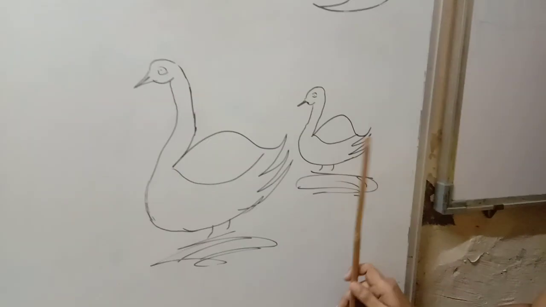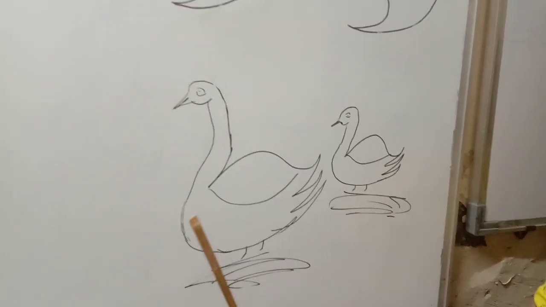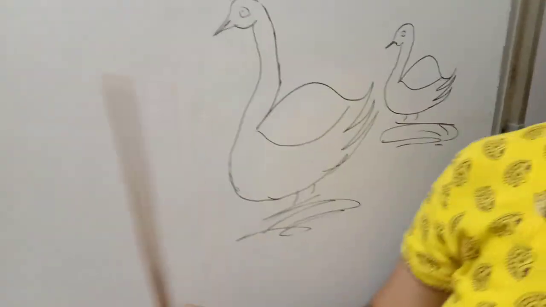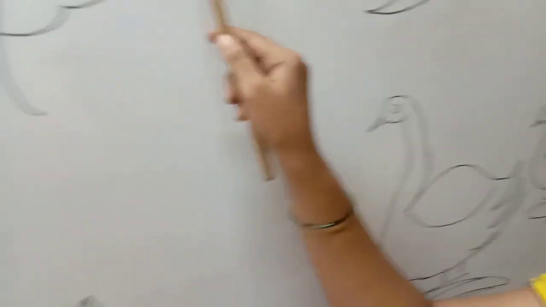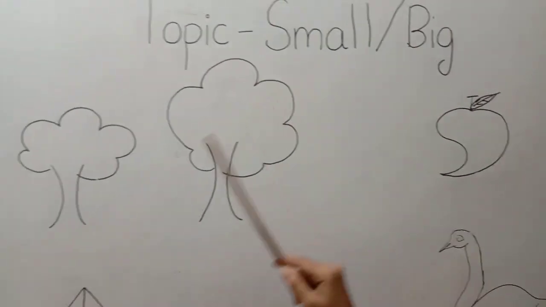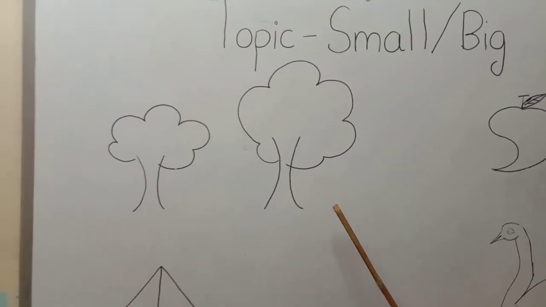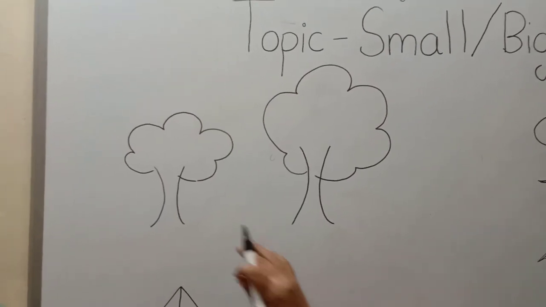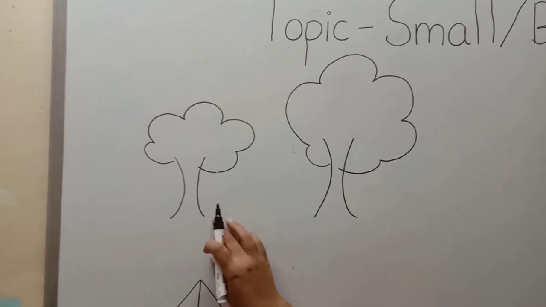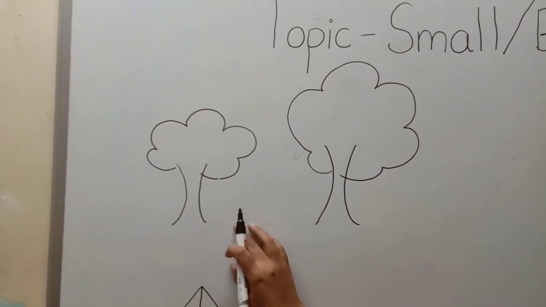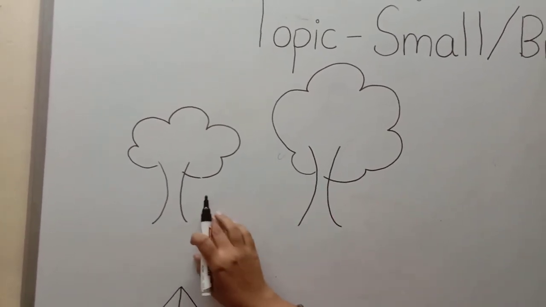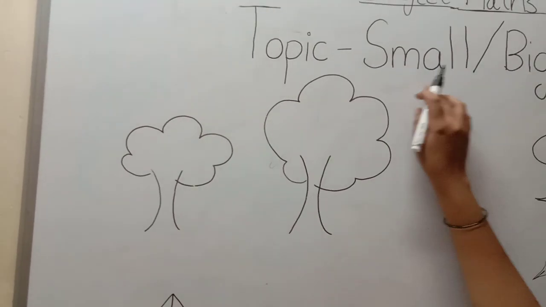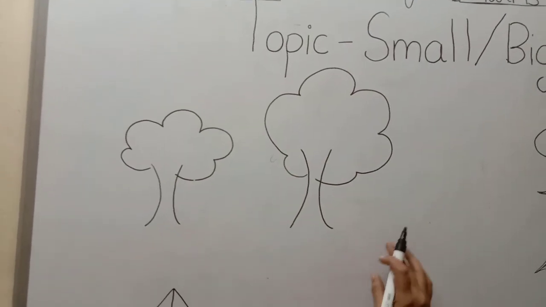These are the ducks. This is the big duck and this is the small duck. Now children, for your understanding, I will write the words small and big below the pictures also, so you will understand it better. Now these are trees. Children, I have told you before in these trees which is small and which is big. Now I will write the small and big below these pictures.